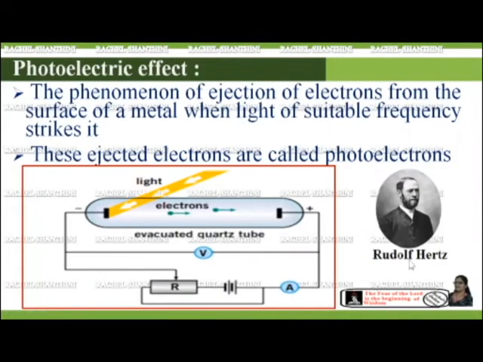In 1887, Heinrich Hertz carried out an experiment in which radiations of suitable energy fall on a metal surface like potassium, rubidium, or cesium, and electrons are emitted. The phenomenon of the ejection of electrons from the surface of a metal when light of suitable frequency strikes it is called the photoelectric effect, and these ejected electrons are called photoelectrons.